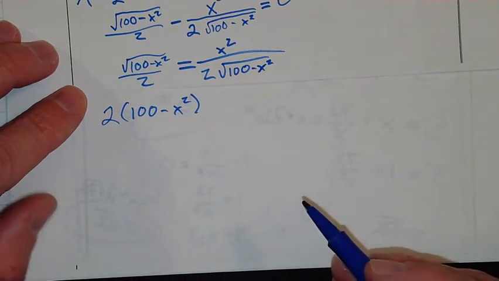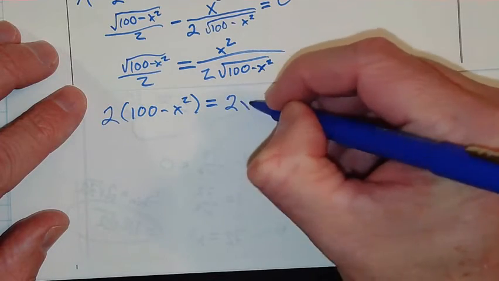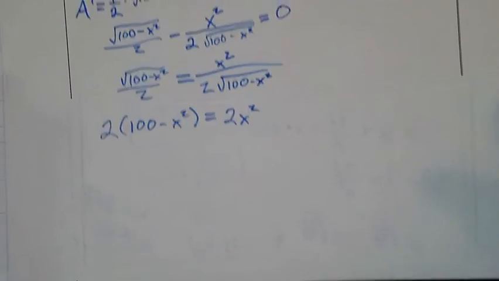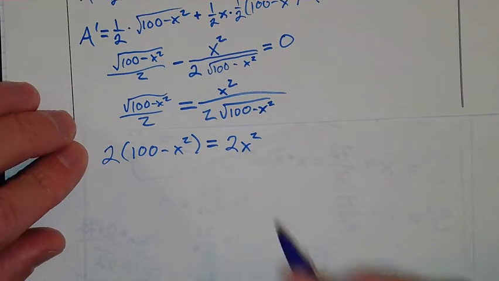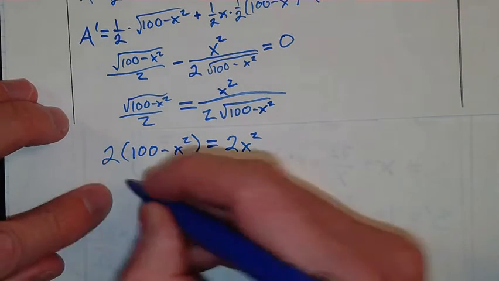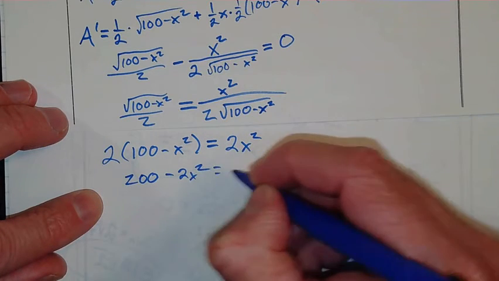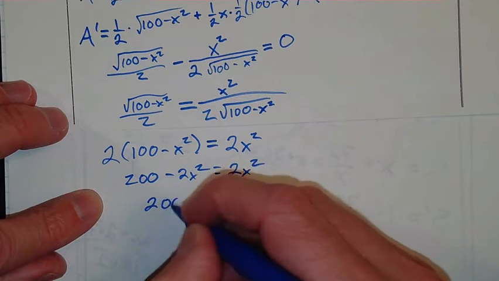Anyway, here we go. 2 times 100 minus x squared equals 2 times x squared. And that's not going to be too bad to solve. I'm looking at the video. Hopefully, I'm writing on the back side of the sheet I just wrote on, but looks like you should be okay. Let's solve for x. I've got 200 minus 2x squared equals 2x squared. I'll add 2x squared to both sides.